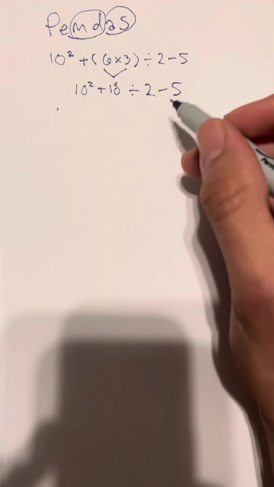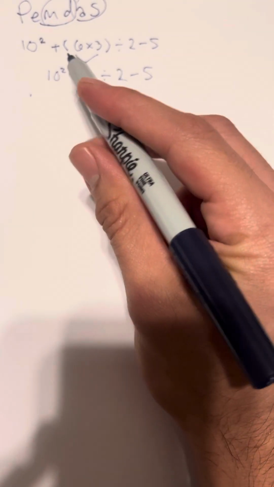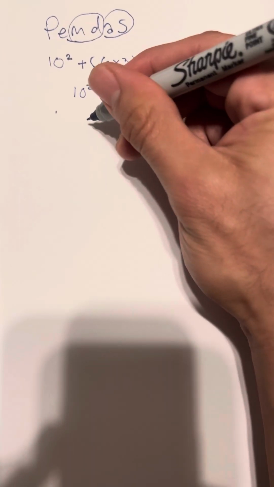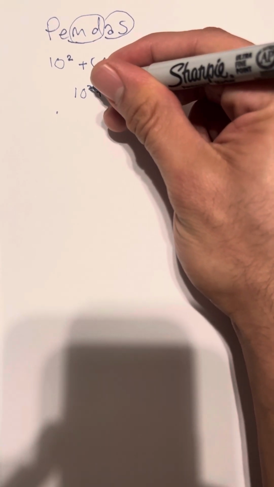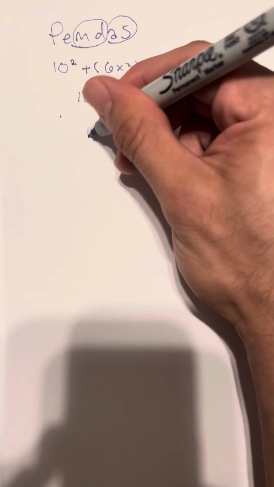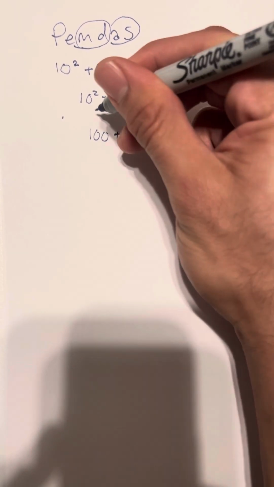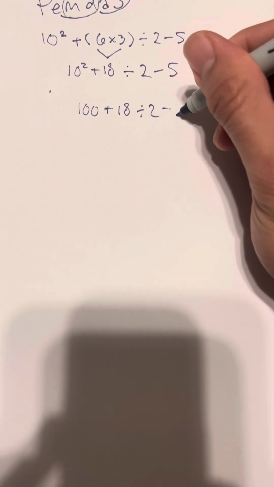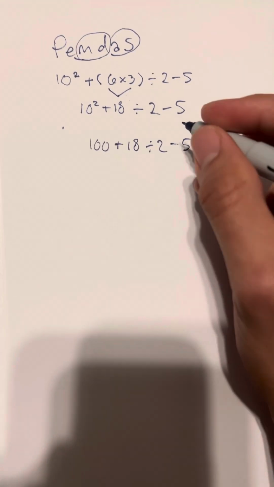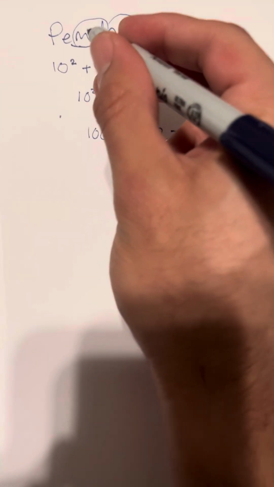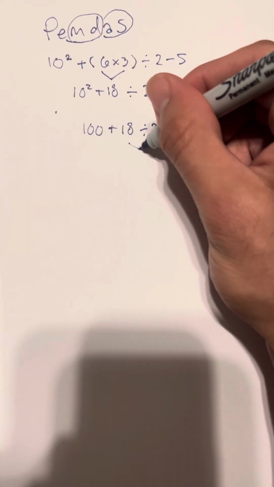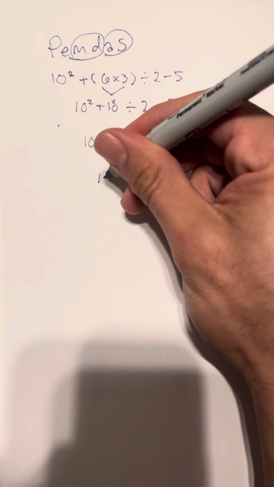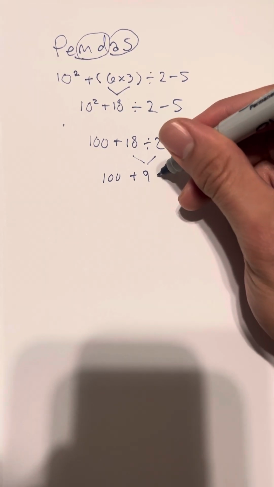Okay, let's see next. Do we got any parentheses anymore? No. Exponents? Yes. 10 to the 2 power will be 100. Then we just drop the rest of the equation. All right, next we have some division here, and that would be next. So 18 divided by 2 is 9. And we drop the rest of the numbers once again.